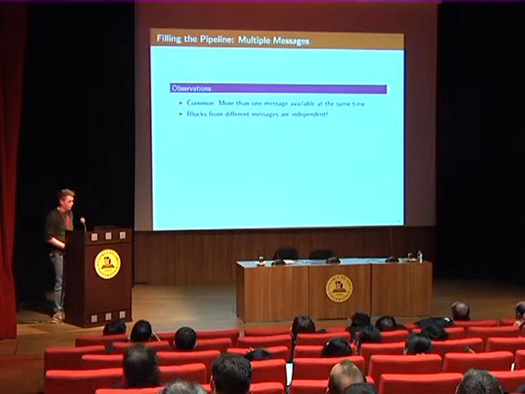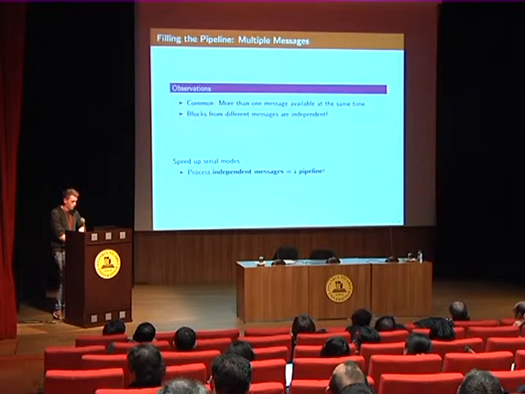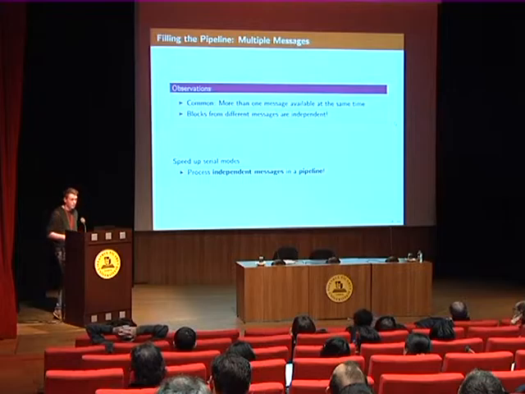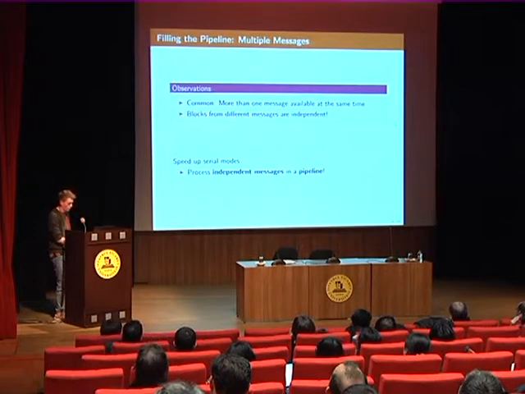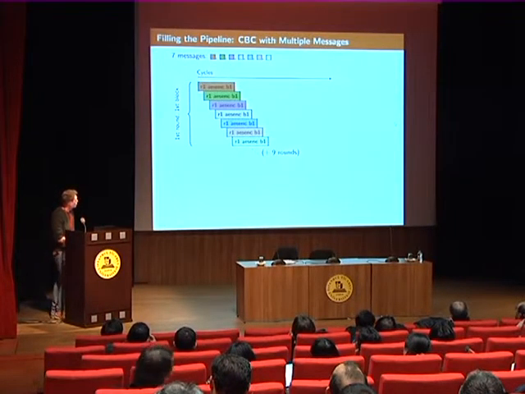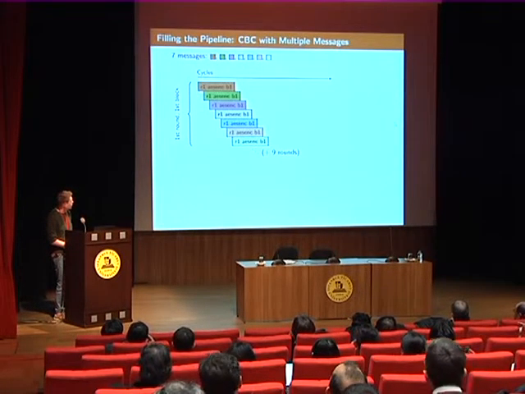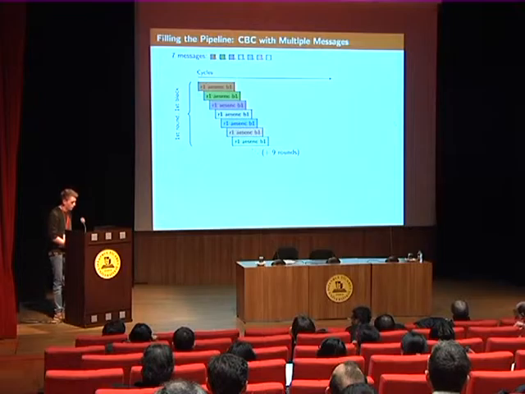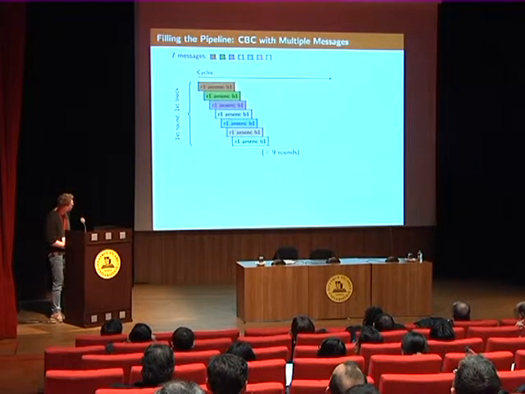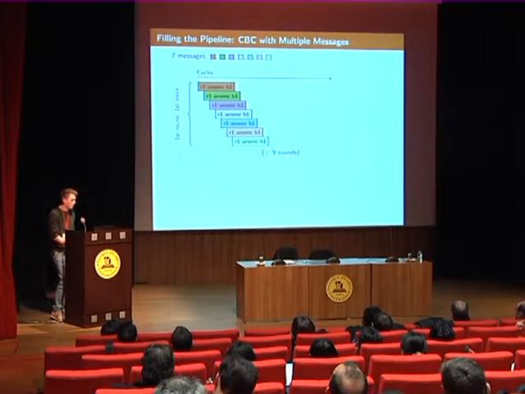Now, what can we do with this? Well, if we combine this observation together with the fact that blocks of data from different messages are independent, this means that we can probably use this to speed up the sequential modes of operation by processing these independent messages in a pipeline. So let's try to look at how to do this. With this picture, I wanted to show CBC encryption using the AES-NI instructions in a pipeline. And here we're considering 7 different messages, so I have given them different color codes here. So this again repeats the pipeline picture from before.